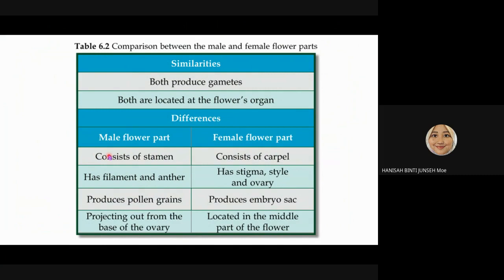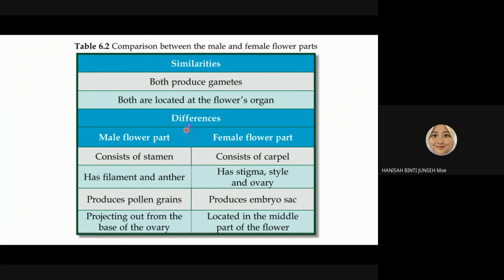All right, so this is the comparison between male and female. When we say compare, we need to find the similarities and the differences. We start with the similarities between these male and female flower parts. Both produce gametes. Gametes means reproductive cells. Both produce gametes, and both are located in the flower's organ.